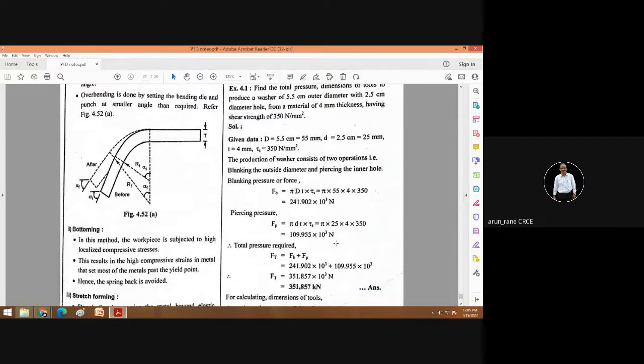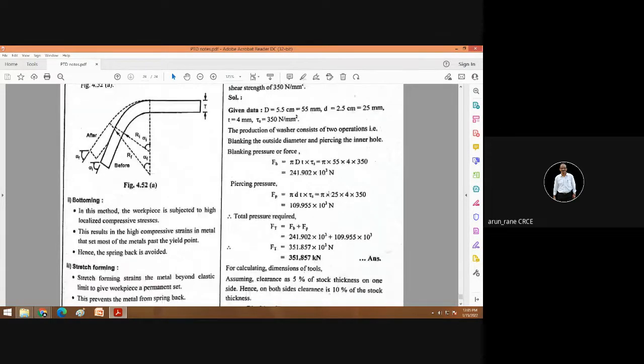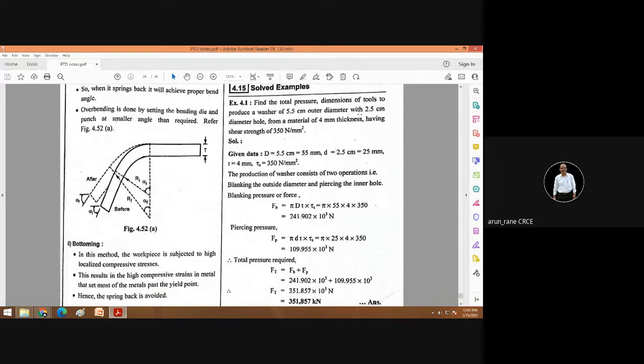I will just take a few, like you have to find out the tonnage. Here it is mentioned: find the total pressure and dimensions of the tools to produce a washer of 5.5 centimeter outside diameter and 2.5 centimeter diameter hole, from a material of 4 mm thickness having a given shear strength. So the outside diameter is 55 millimeter. First we are converting into millimeter. Why? Because the shear strength is given in 350 Newton per millimeter square.